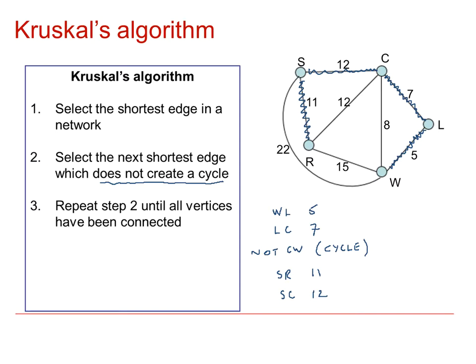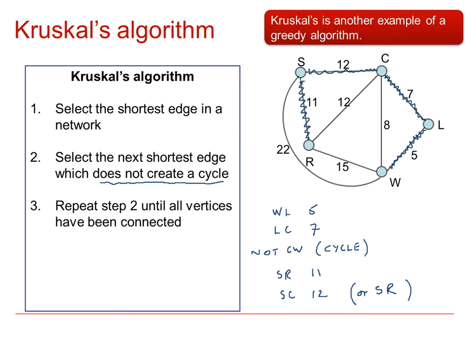The only thing we could have done differently is at that point, it could have been S to R, and that would also have produced a minimum spanning tree. So here the minimum spanning tree is not unique. Kruskal's algorithm is greedy in the same way as Prim's was, so it always takes the best option that it can at any given stage.